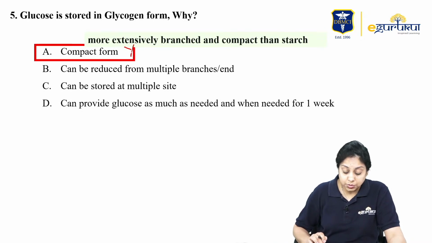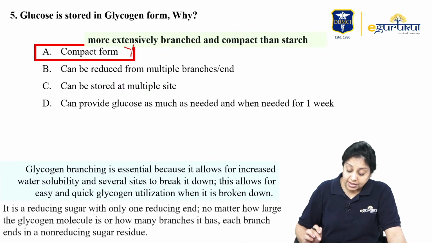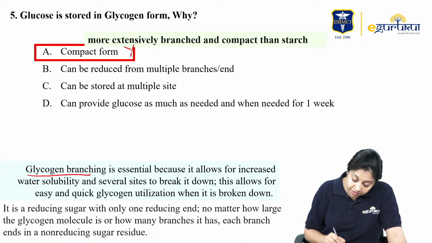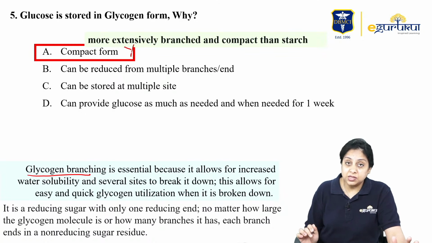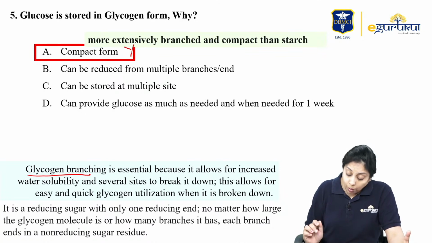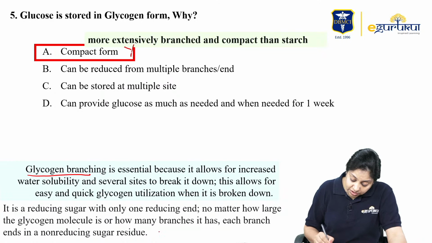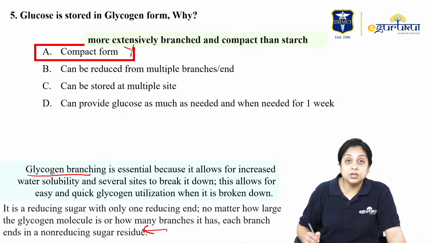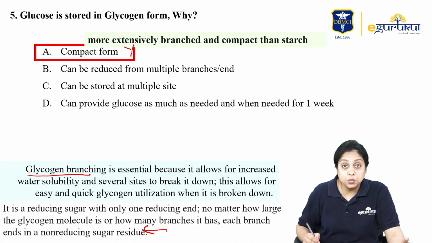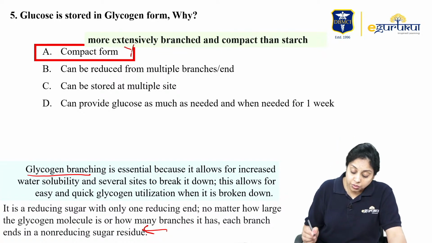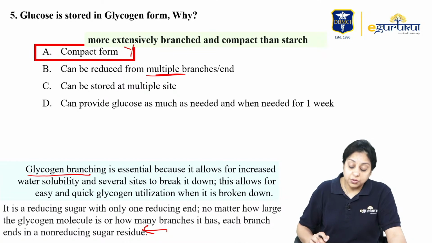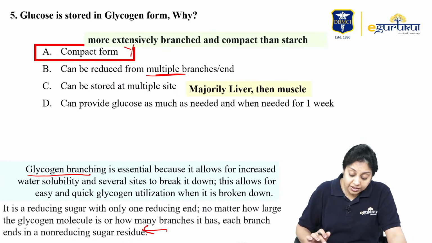A is the correct choice. Why B is not the choice? Glycogen is being branched, right? Many branches are there, but all the branches end with the non-reducing sugar residue. Read the last line. All the branches have just one reducing end. They do not have multiple reducing ends. So that makes this statement incorrect.